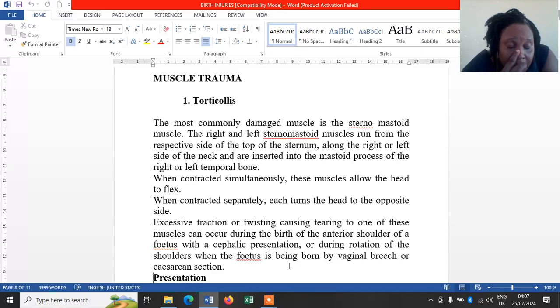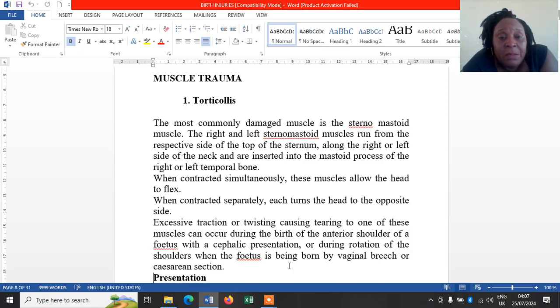cephalohematomas, which are brought about by tearing of minute blood vessels under the periosteum, and then caput succedaneum, which is a collection of serosanguinous fluid above the periosteum, below the scalp. So that is what we looked at in the previous presentation. Let's continue to look at birth trauma. This time, let us look at muscle traumas.